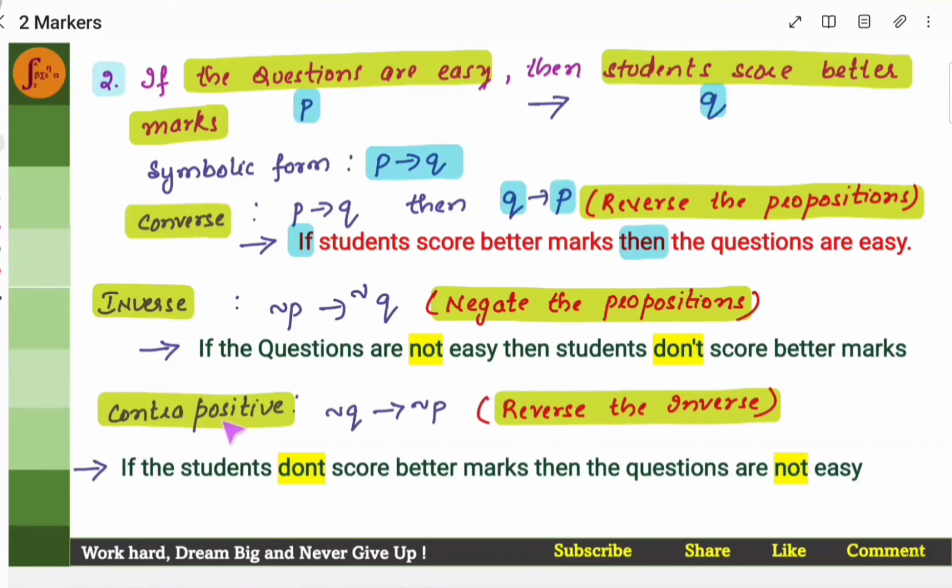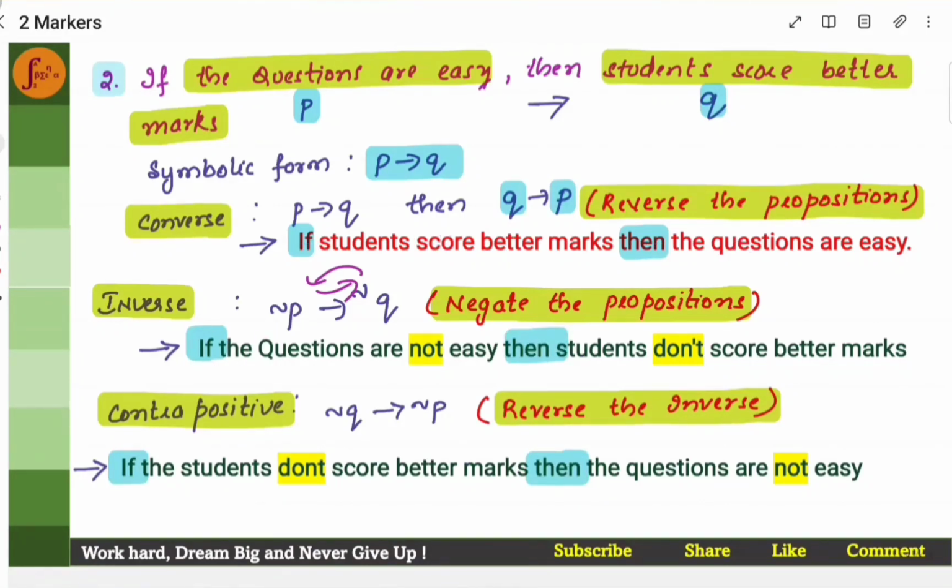Now what is the contrapositive? Contrapositive is the reverse of this, reverse the inverse. That is, interchange this, like this. Bring not Q here and not P here. If the students don't score better marks, then the questions are not easy. Again, retain if and then everywhere as it is. Everywhere there will be if and then in the same place.